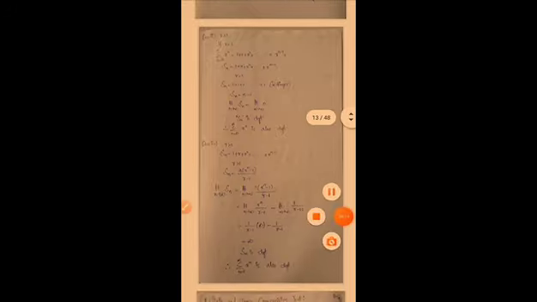So Sn is equal to a into r to the power of n minus 1 by r minus 1. So limit on both sides. So limit n tends to infinity Sn is equal to limit n tends to infinity 1 into r to the power of n minus 1 by r minus 1. So limit n tends to infinity r to the power of n by r minus 1 minus limit n tends to infinity 1 by r minus 1.